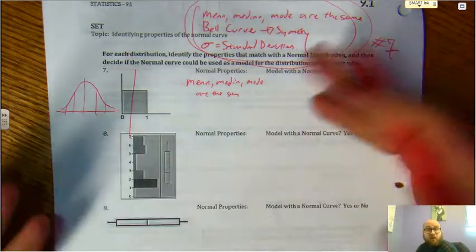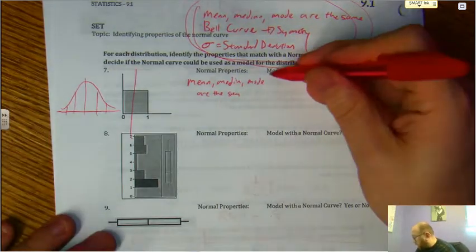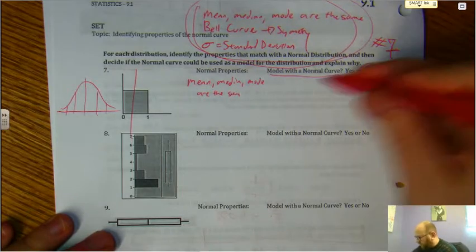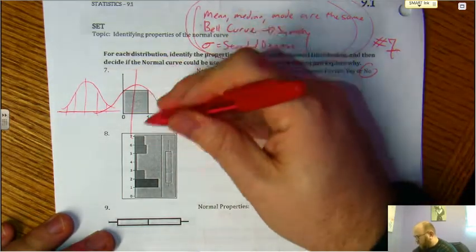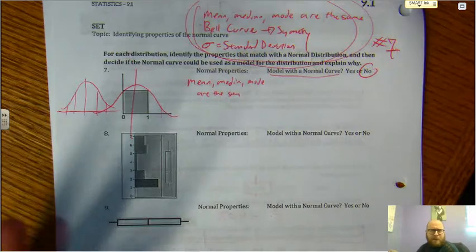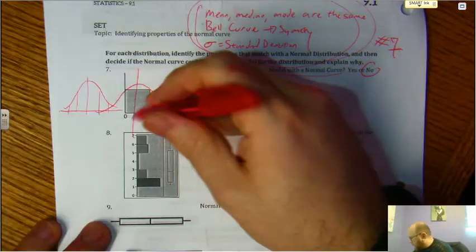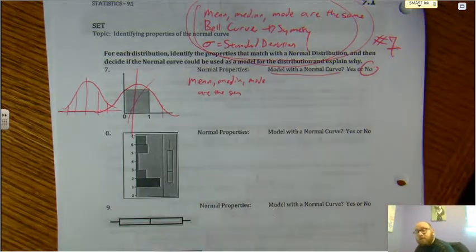But there's no spread. So could I model this with a normal curve? No, right? What would the spread be? One standard deviation away is still 0. It doesn't make any sense. So this does not work. And you'll kind of play this game for all of them.